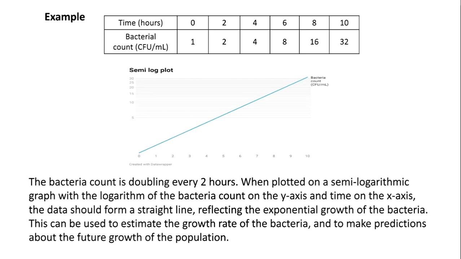Example. The table shows the data representing time and bacterial count. Here is the semi-log plot showing the relationship between the time and bacterial count. The bacteria count is doubling every 2 hours. When plotted on a semi-logarithmic graph with the logarithm of the bacteria count on the y-axis and time on the x-axis, the data should form a straight line, reflecting the exponential growth of the bacteria.